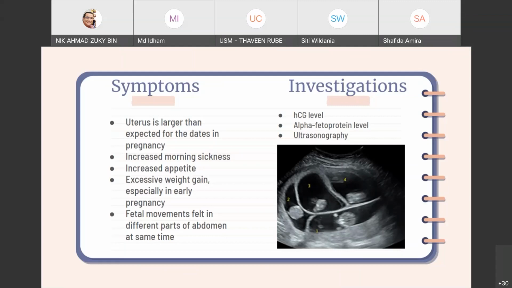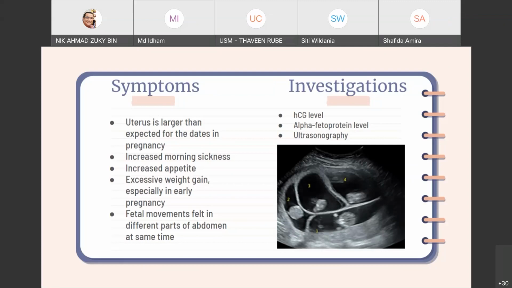increased appetite. Probably when the gestation is a bit later, the uterus is actually palpable, but it does not correspond to the date, because it contains more than one fetus. And fetal movement is felt later in pregnancy.